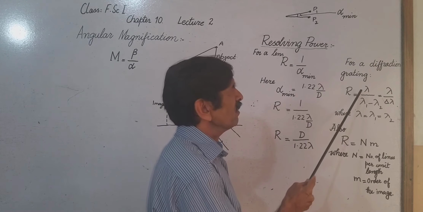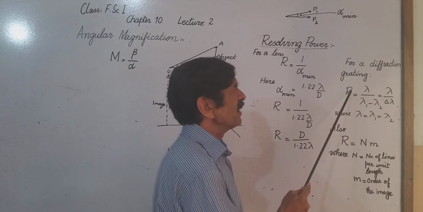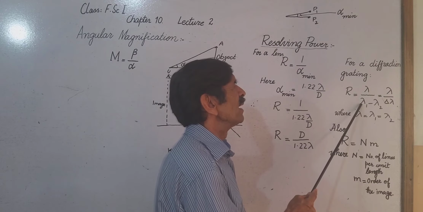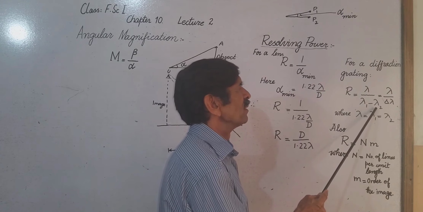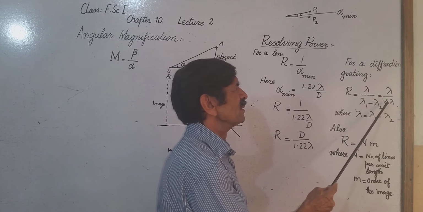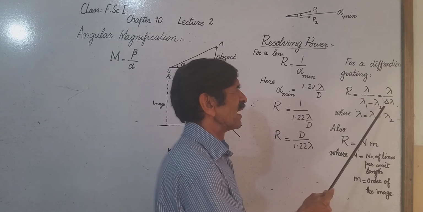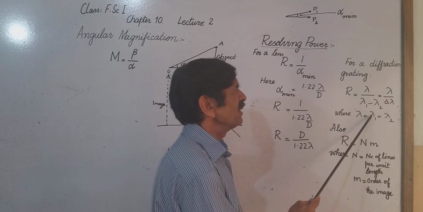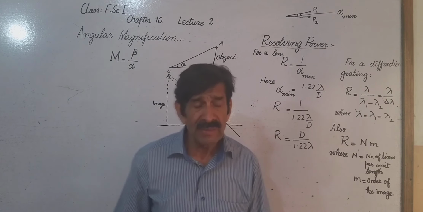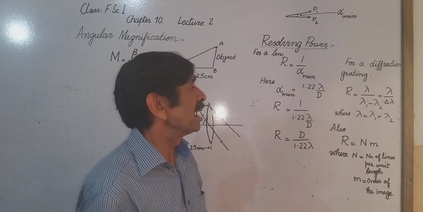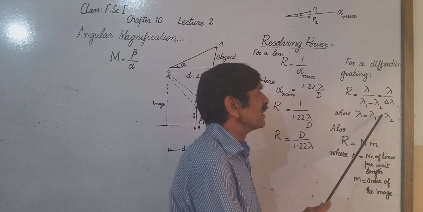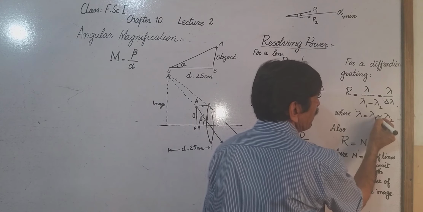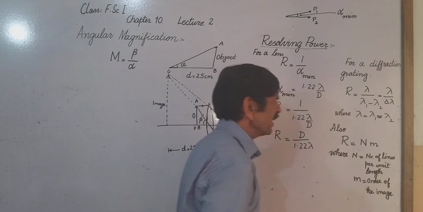So it can be written as R is equal to lambda divided by delta lambda, where delta lambda is lambda 1 minus lambda 2, the difference between the wavelengths. Here lambda is lambda 1 or lambda 2. As I have said earlier, lambda 1 and lambda 2 are very close to each other, nearly equal.